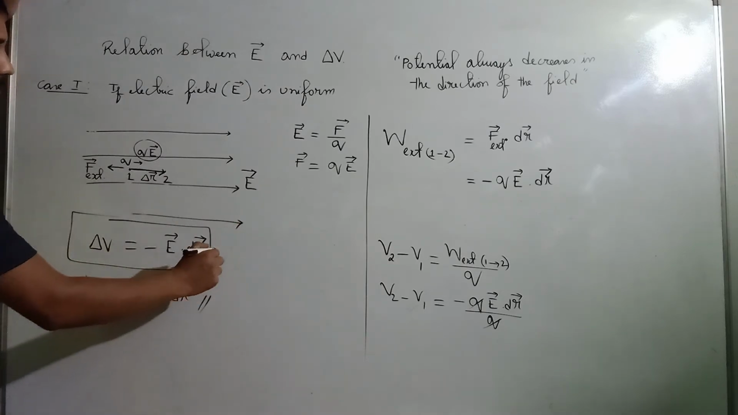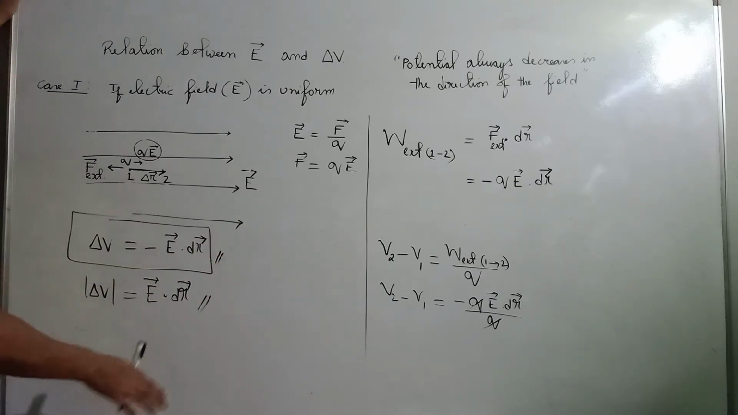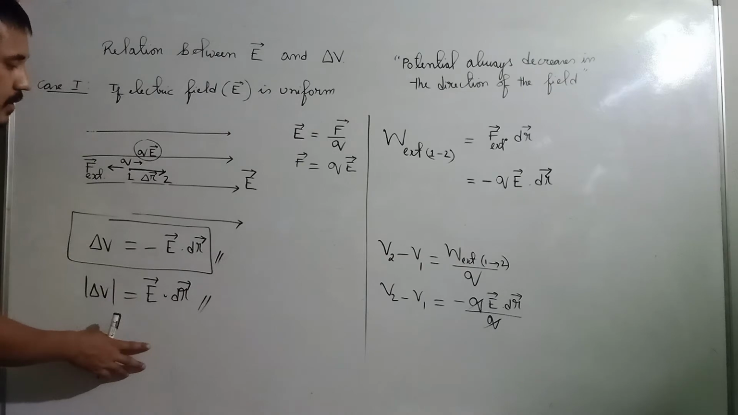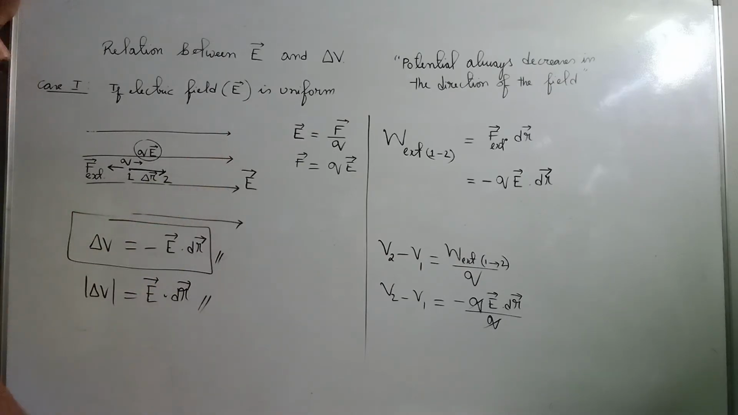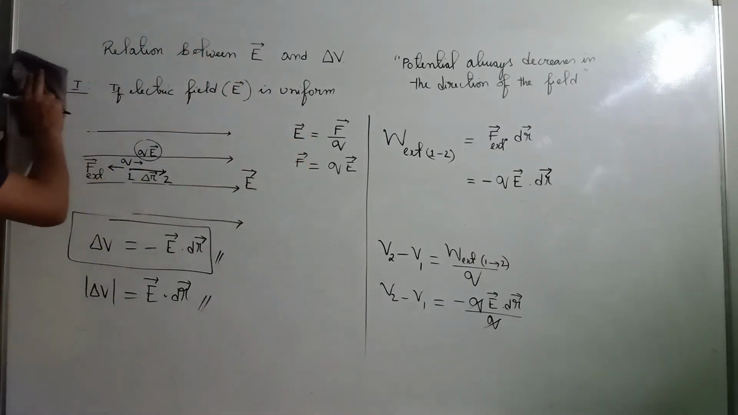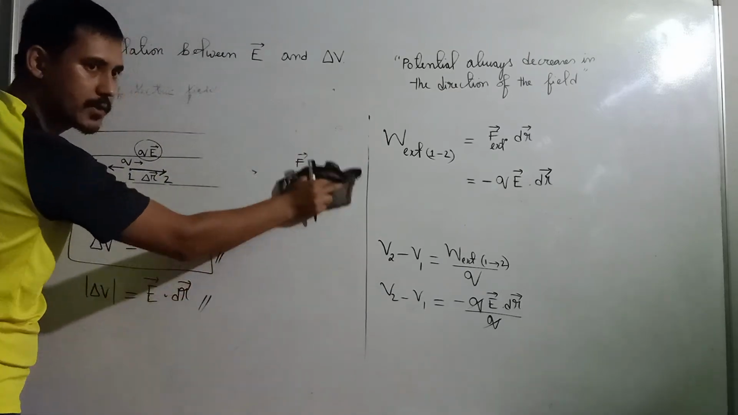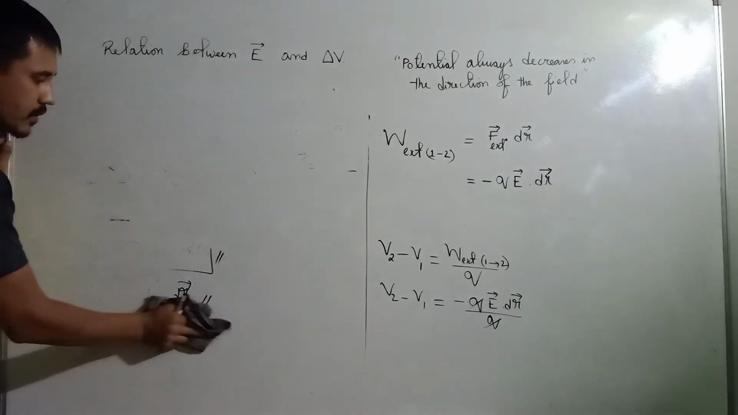dr. Alright? But we usually use this. If you consider only magnitude, we can use this. This formula is not always true because the field is not always uniform. Now, basing on this, I want to give you a small problem. We have not gone for case 2, okay? Case 2 will be if the field is non-uniform, right?